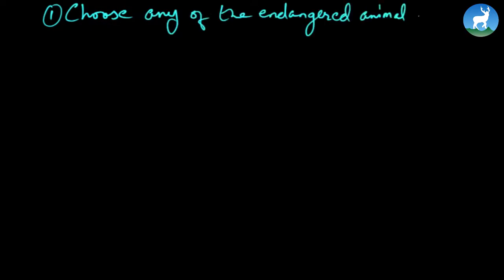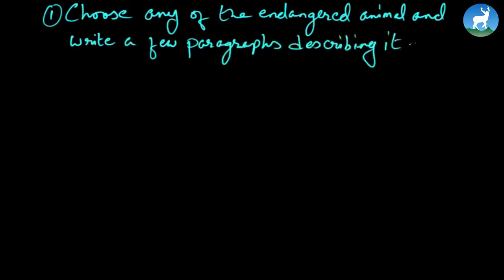So these are the homework. First, number one, choose any of the endangered animals and write a few paragraphs describing it. So here you might need to do some research. First of all, you have to choose any specific endangered animal that has been listed endangered by the government of Nepal. And then write a few paragraphs about it.